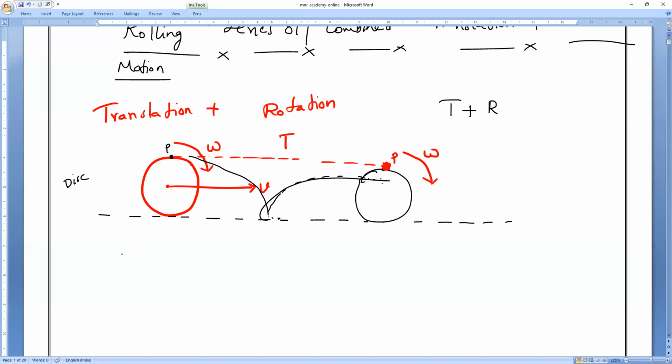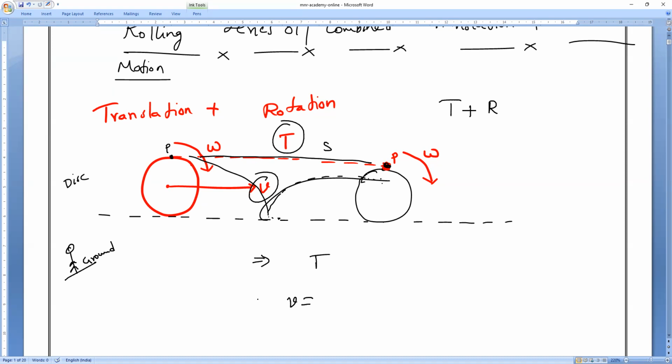If I observe with respect to the ground, the point P is making two kinds of motion. What are those motions, everybody? After a certain time period T, it has shifted to this position, which means it is covering some distance. Am I right, everyone? So what is the distance covered?